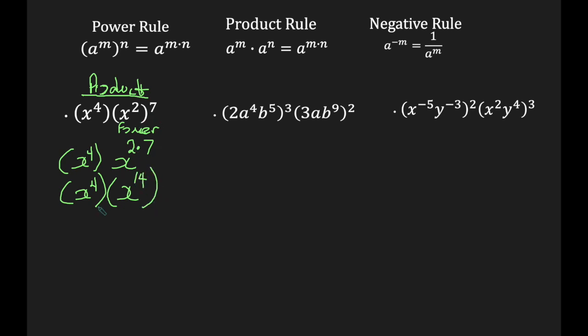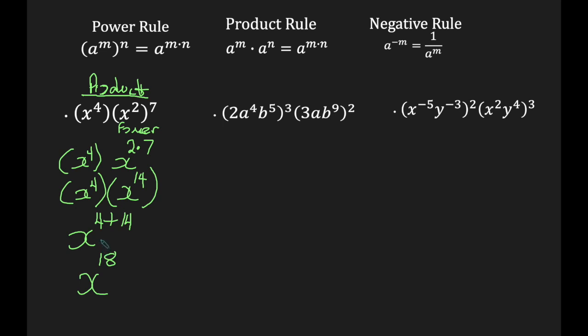So I did my power rule first, and now I'm going to do my product rule. The product rule states, if your bases match and you're multiplying, you keep your base and you add your exponents. So I'm going to add 4 plus 14. So my answer is x to the 18th power. So in this example, I had the product rule and also the power rule in play. We evaluated the power rule first to get x to the 14th, and then we applied the product rule, which says keep your base and add your exponents.